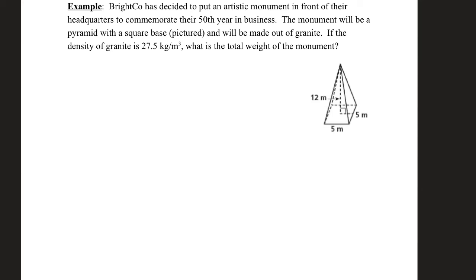There's our density. So now we know we're going to need to use density, and that's the DMV formula, the dreaded DMV. So we got D equals mass, density equals mass divided by volume. That's the DMV formula. Anyway, so density of granite is 27.5 kilograms per cubic meters. And what is the total weight of the monument?